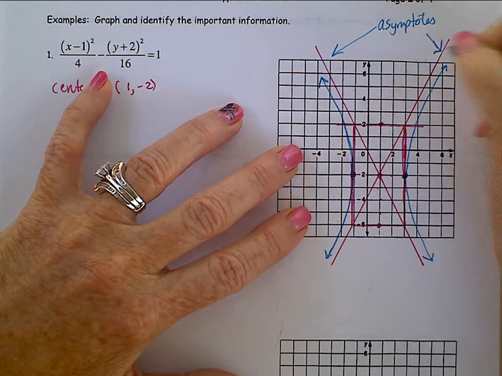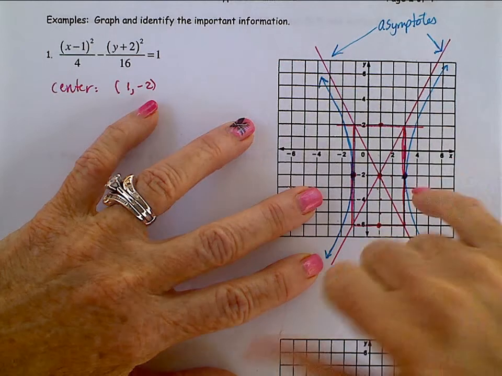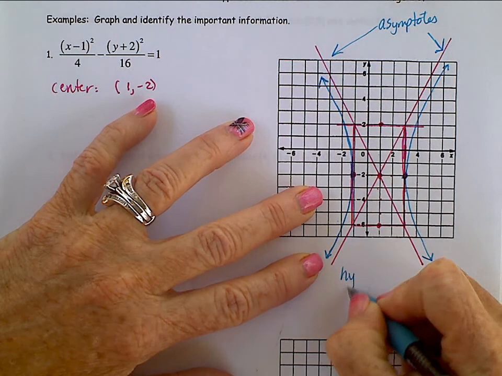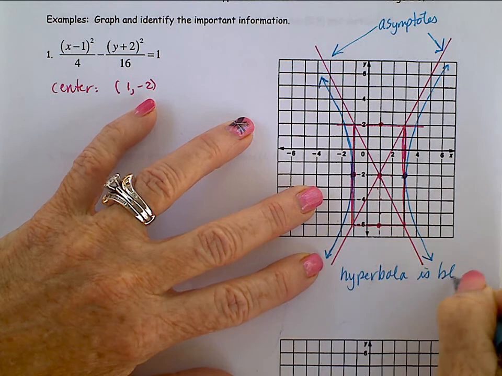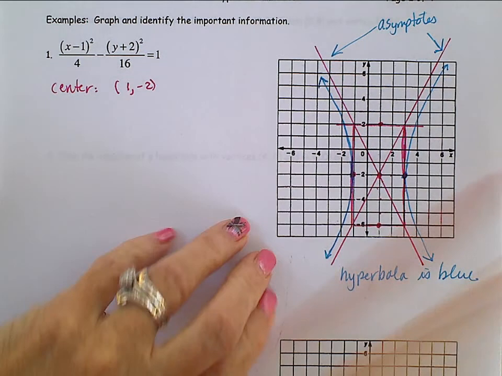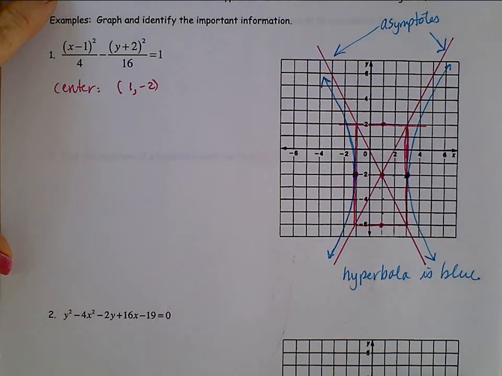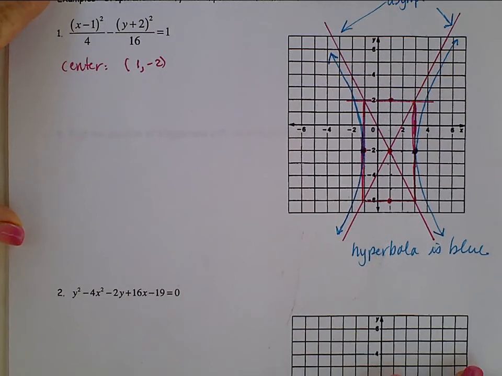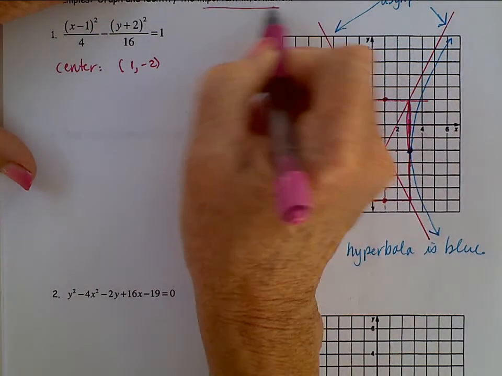We do have some asymptotes here. The hyperbola is the blue. My pink is just the setup to see how big to make that hyperbola. But the hyperbola itself is blue. Okay, labeling the rest of this important information up here.